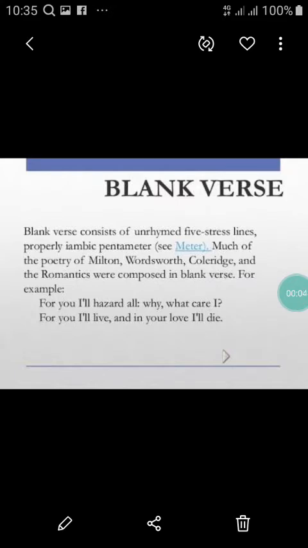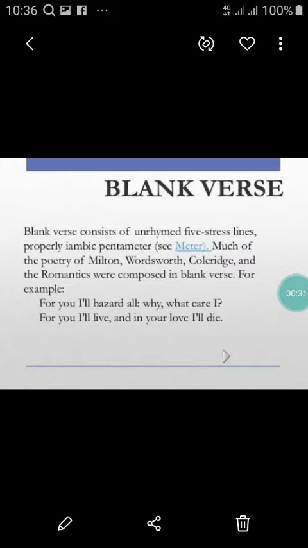Dear student, friend, follower, you want to learn about blank verse. You want to learn about free verse, blank verse, and colonial literature plus post-colonial literature. Today I'll be teaching you about blank verse. I'll be teaching you about what is free verse. I'll be teaching you about what is iambic pentameter and rhyming scheme.